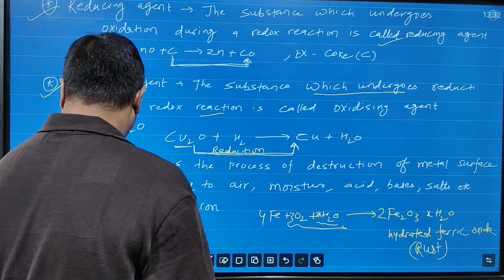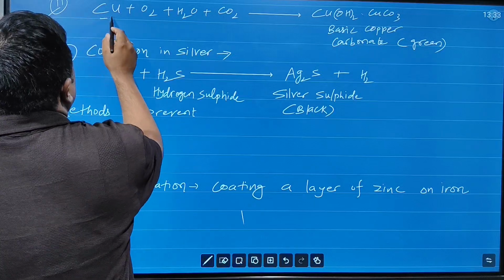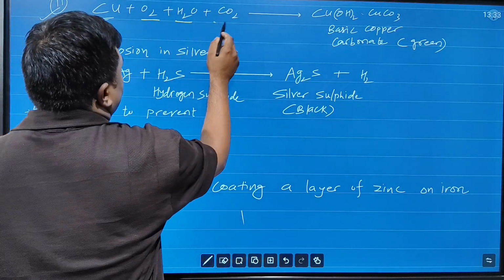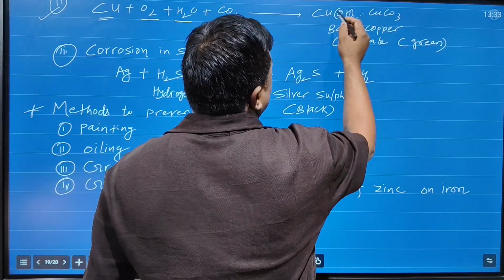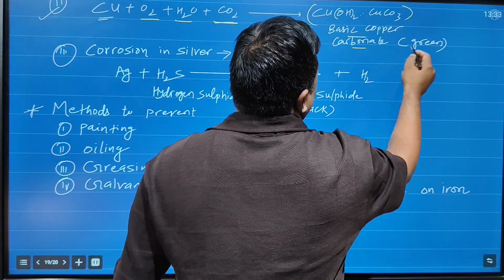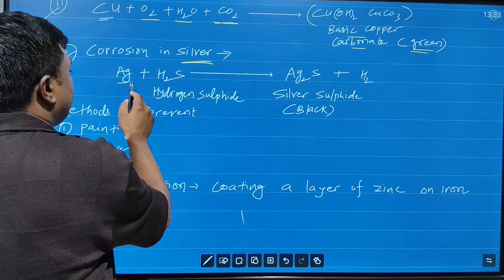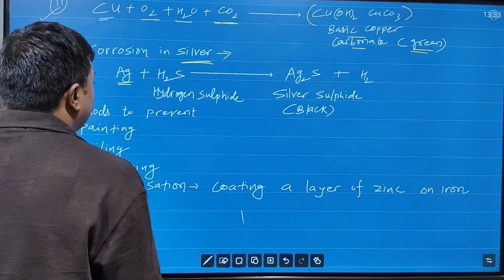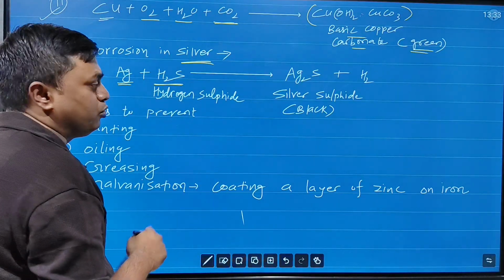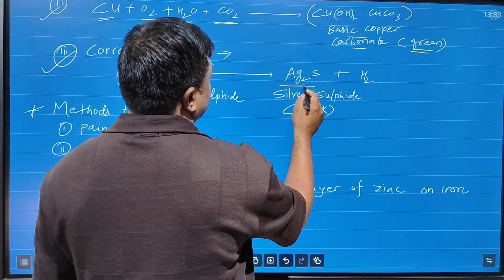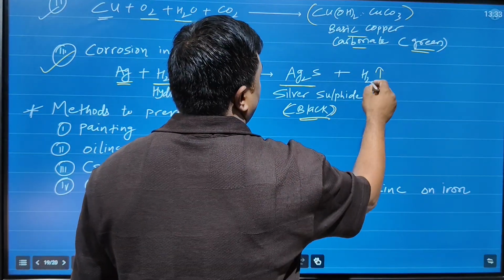Okay, brown color is obtained. Similarly, we have corrosion in copper. Copper will react with oxygen, water and carbon dioxide. It will be what? Basic copper carbonate, Cu(OH)2 into CuCO3. Okay, this is a green color. Similarly, corrosion in silver. Silver articles will react with hydrogen sulfide, which is present in very trace amounts in the atmosphere. It will give you what? Ag2S, and a black coating of silver sulfide is obtained along with hydrogen gas.